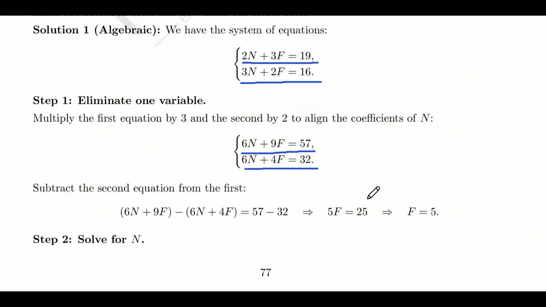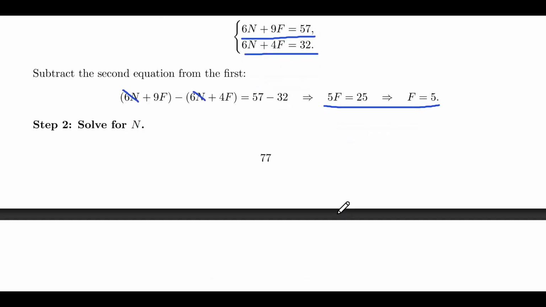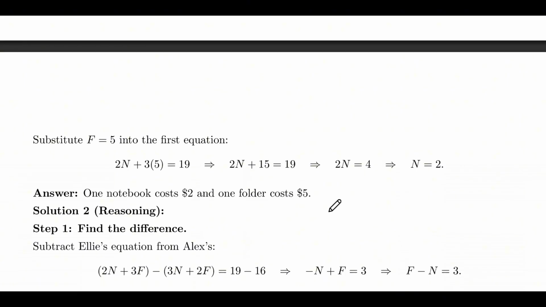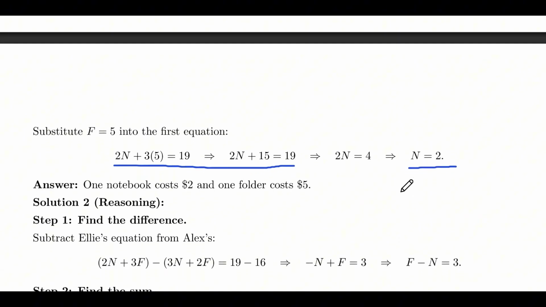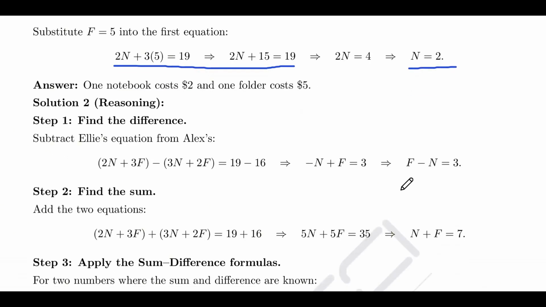Subtract the second scaled equation from the first scaled equation. The 6 times n terms cancel and you are left with 5 times f equals 25. Therefore f equals 5. Substitute f equals 5 back into one of the original equations, for example 2 times n plus 3 times 5 equals 19, which simplifies to 2 times n plus 15 equals 19, so 2 times n equals 4 and hence n equals 2. Therefore a notebook costs $2 and a folder costs $5.